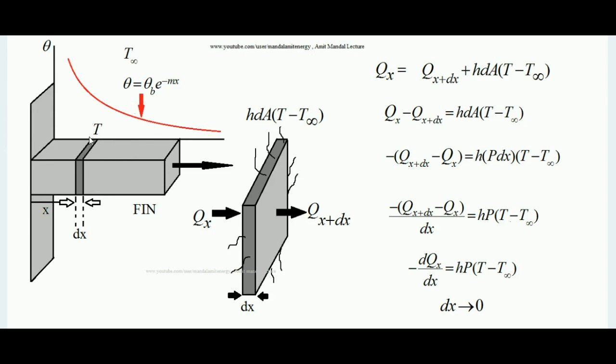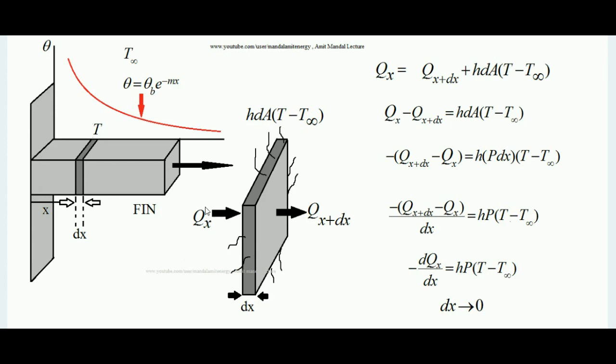Now I am taking a very thin section of this fin. You can see this is a very thin section of the fin, considered at a distance x from its base. This dark gray colored entity is a very thin section of this fin whose thickness is dx. At a distance x, a section of thickness dx is considered. This is the enlarged view of this thin section.